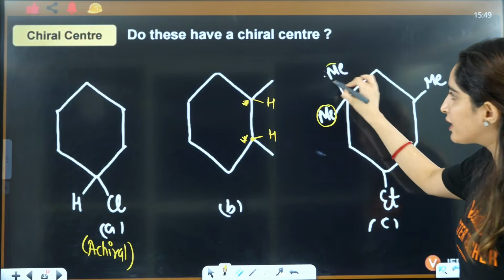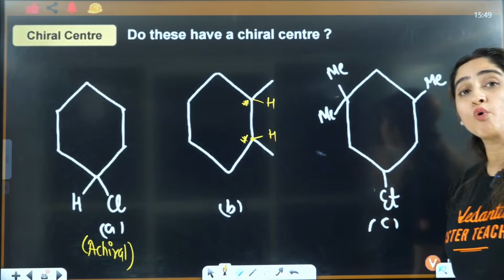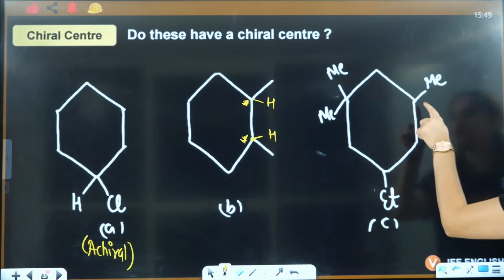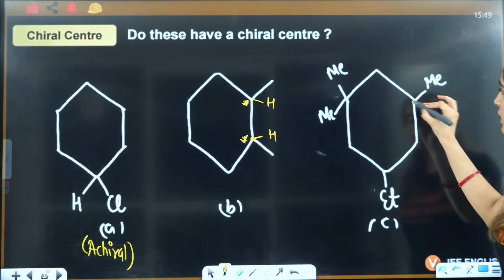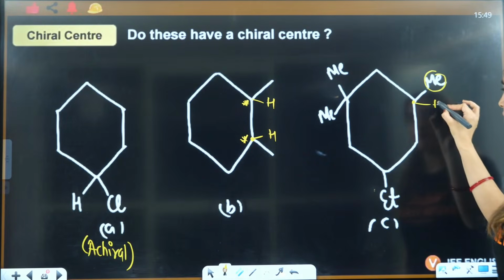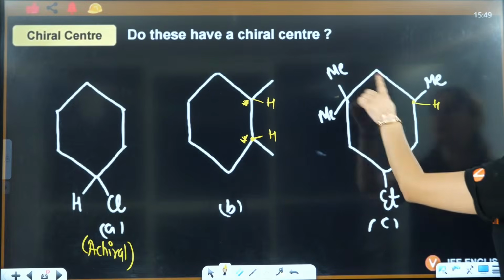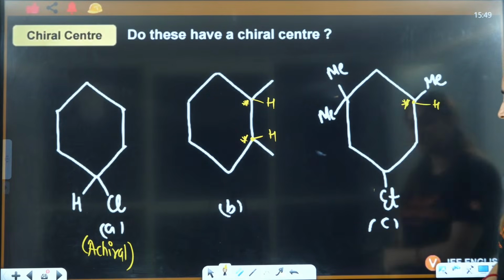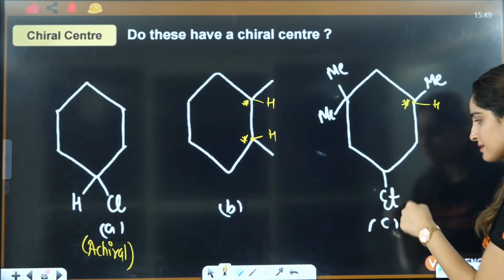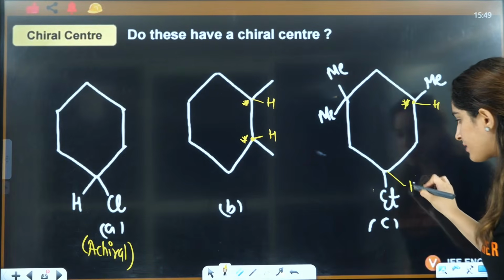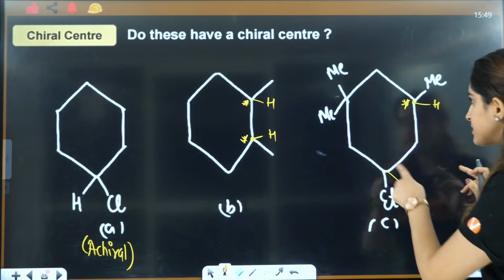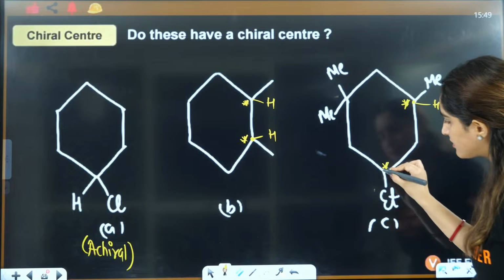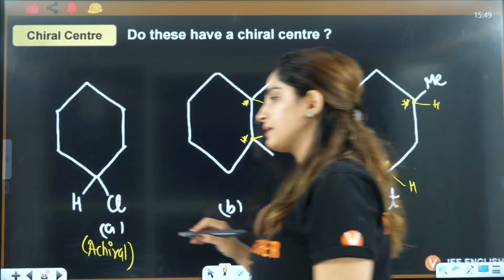This one has two hydrogens, so chiral is not a possibility. Here two methyl groups are the same. You need to have 4 different groups on that center, so this is also not a possibility. Let's talk about this one. Here you have one methyl, you will have one hydrogen. This group is different, so it is chiral. This one also, this is ethyl, there will be one hydrogen here. This group is different, so we can say this is also chiral, right?